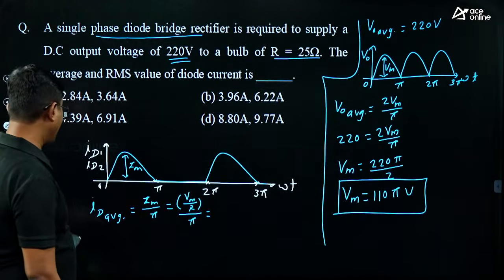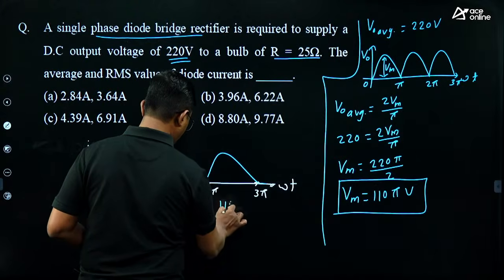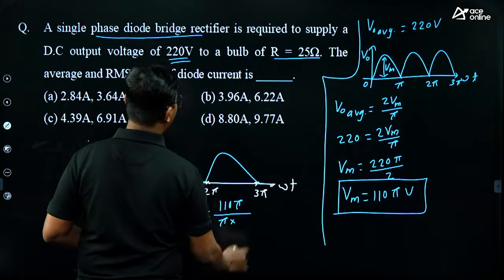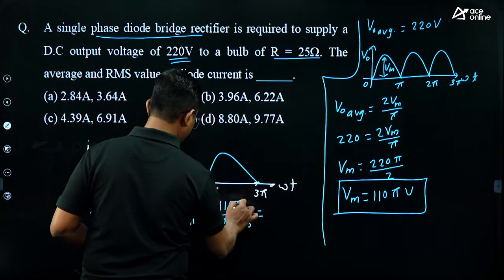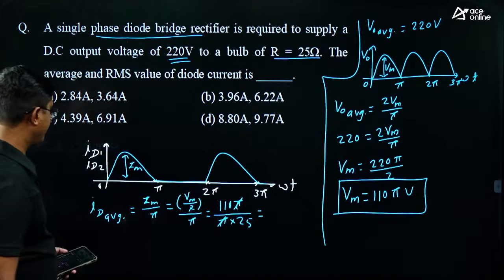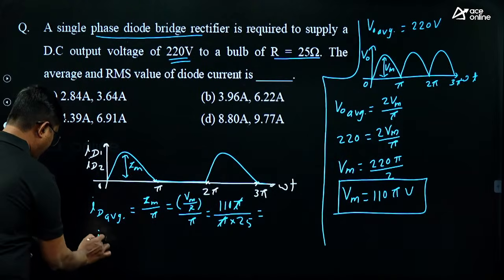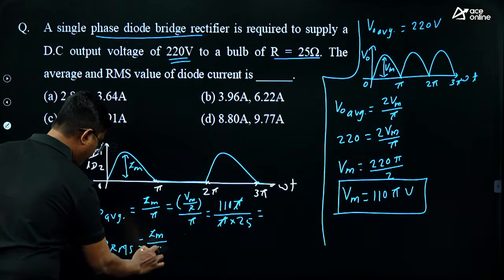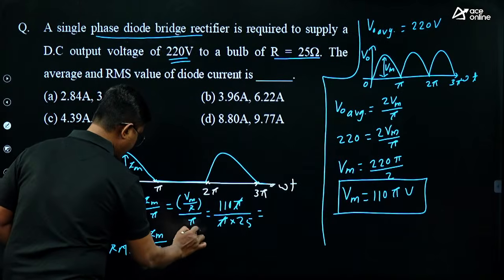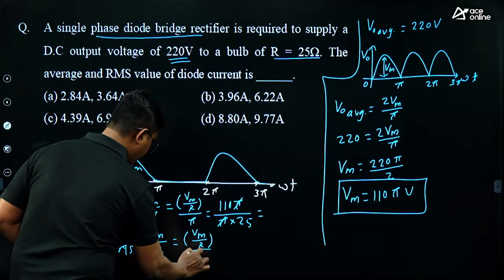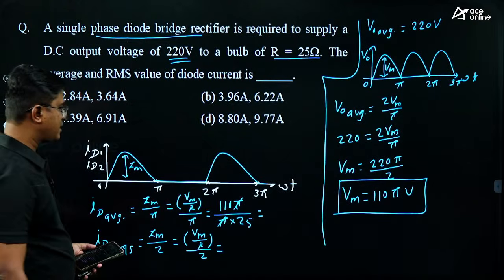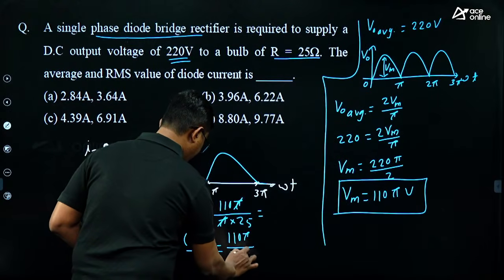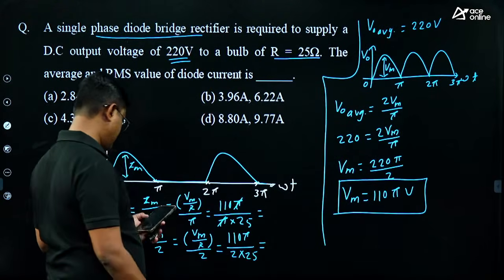Now you can put that Vm here. You will get your ID average. Here it is 110 into pi upon pi into R. R is 25, so pi cancels out, 110 upon 25. And what is the ID RMS? ID RMS is simply Im by 2, which is equal to Vm by R upon 2. Vm is the same 110 pi upon 2 into 25. Yeah, you can check this.